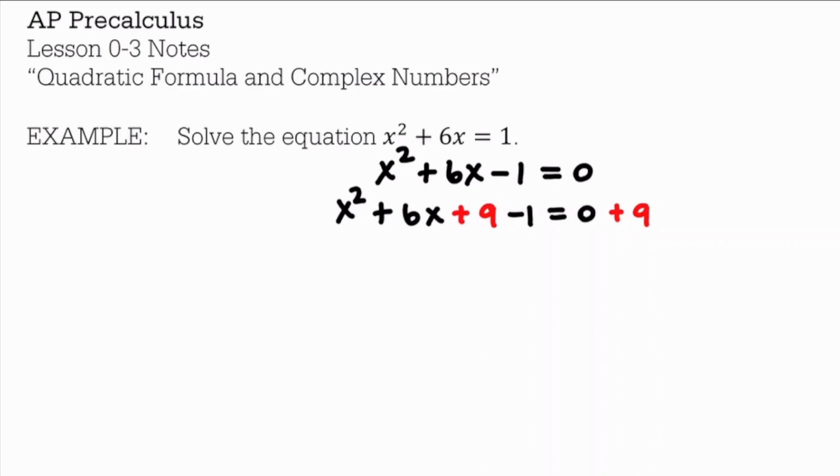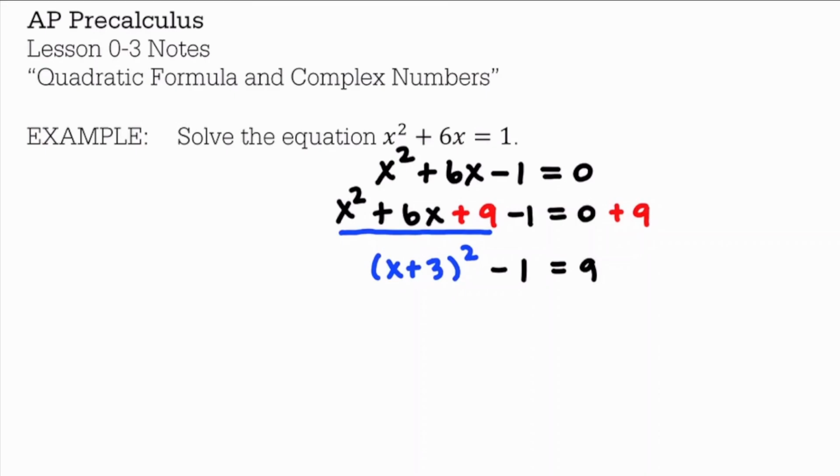I'm just going to show you that if we were to add 9 to both sides of this equation, because we took the 6 and divided it in half and then squared it, we would have a perfect square trinomial right there. And so we could factor this into x plus 3 times x plus 3, which would be the same thing as x plus 3 squared. And then I would have the equation x plus 3 squared minus 1 equals 9. And this is something I could solve directly.